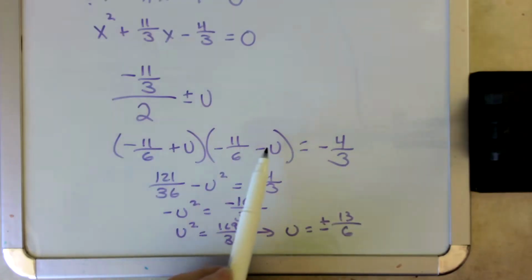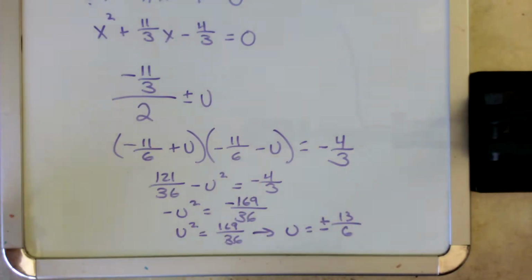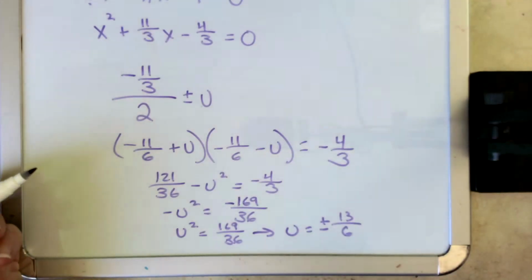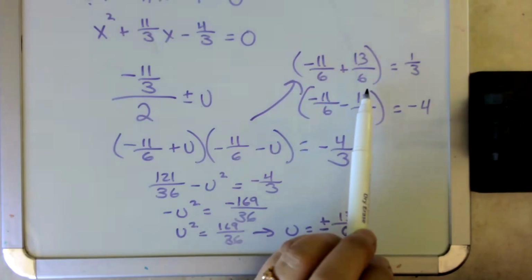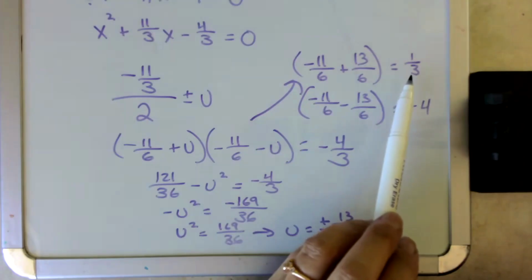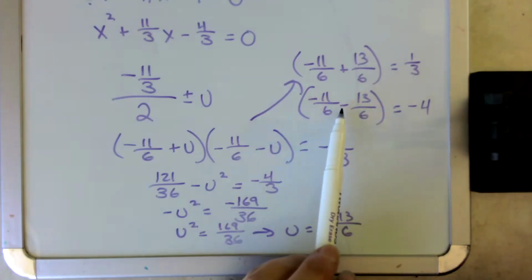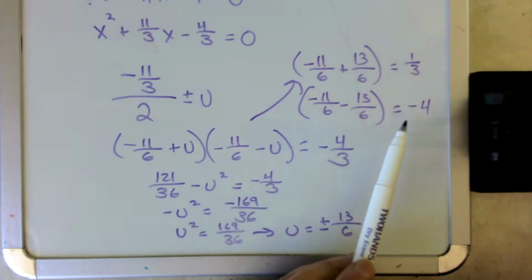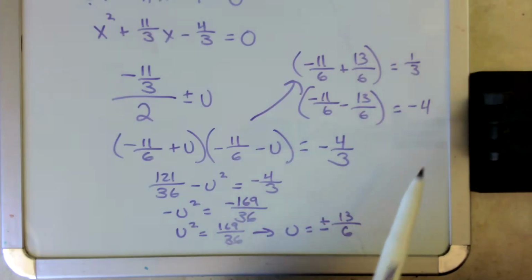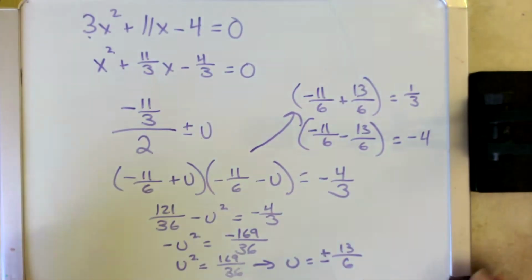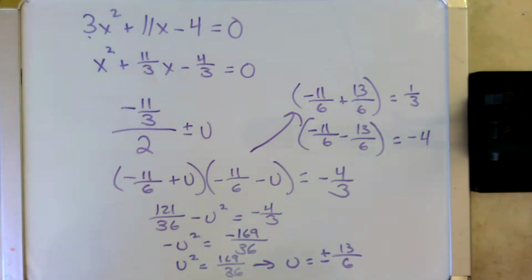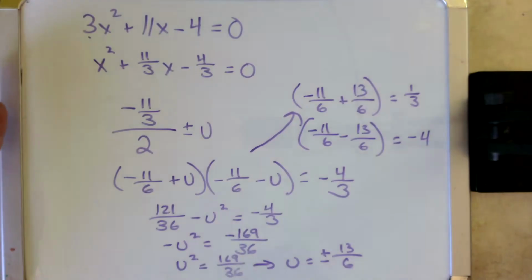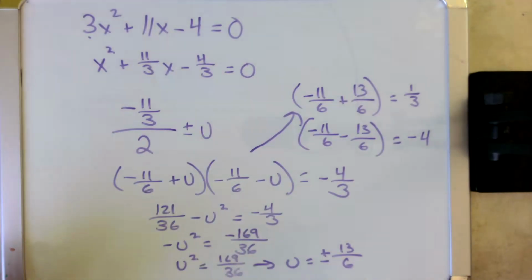Now I go back to this step, which had my two possible answers. And so I find that they are negative 11/6 plus 13/6, that's 2/6, that's 1/3, or negative 11/6 minus 13/6, that's negative 24/6, or negative 4. And those are my two solutions using the Po-Shen Loh method. It's a pretty great method, whether you have a 1 as an a, whether you have a number as an a, whether your answer is complex.